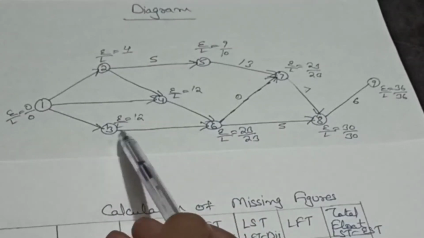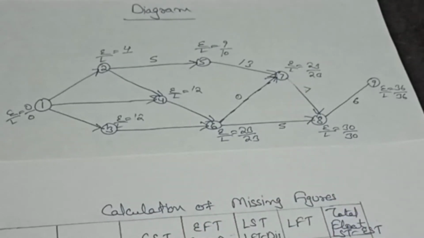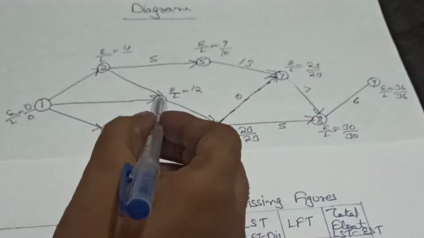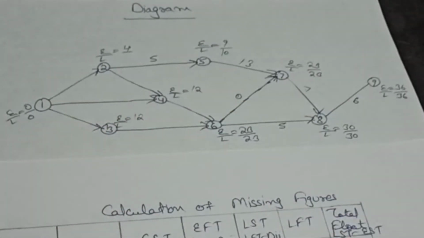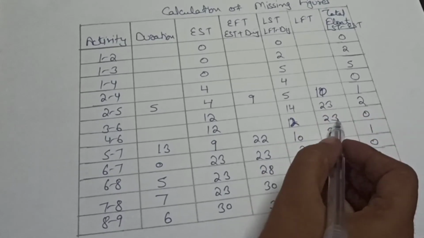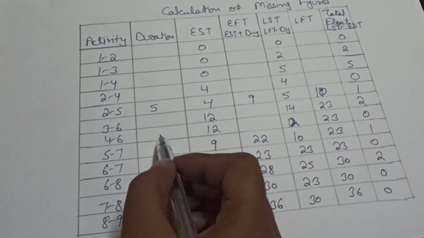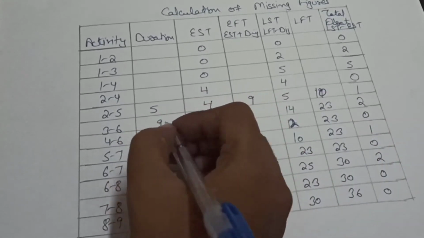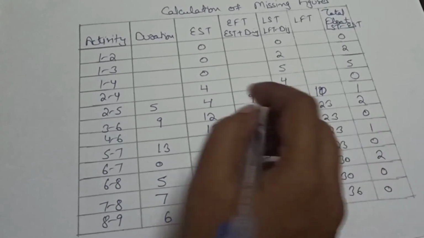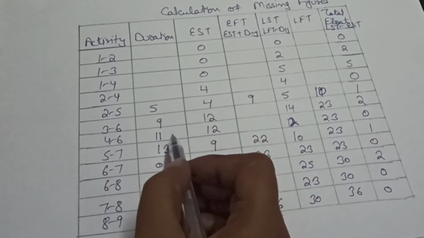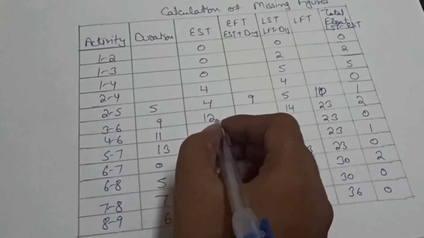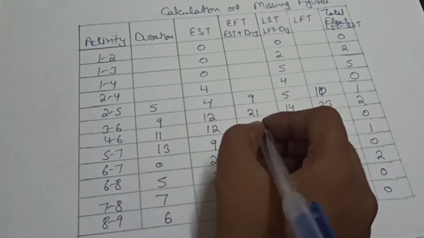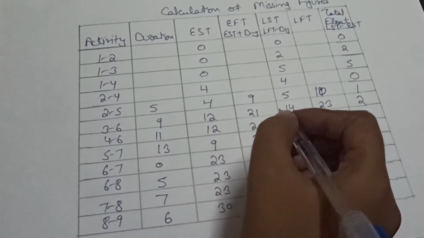As you can see in this diagram, for 3 to 6, L value is 23. So we can write 23 here. For 4 to 6, L value is 23. So we can write 23 here. Now we can calculate our duration as 23 minus 14 is equal to 9. 23 minus 12 is equal to 11. So this is our duration. Now we can calculate these values. 12 plus 9 is equal to 21. 12 plus 11 is equal to 23.